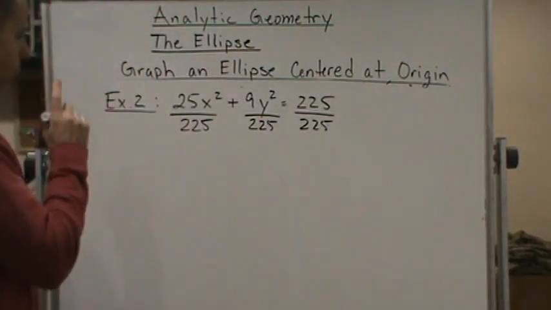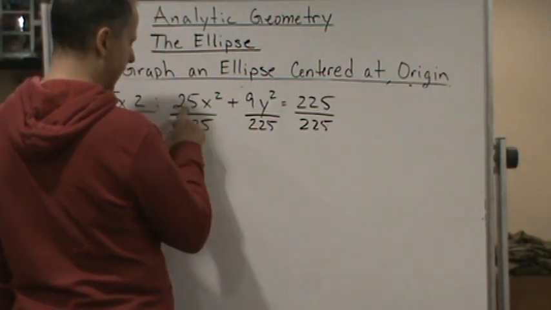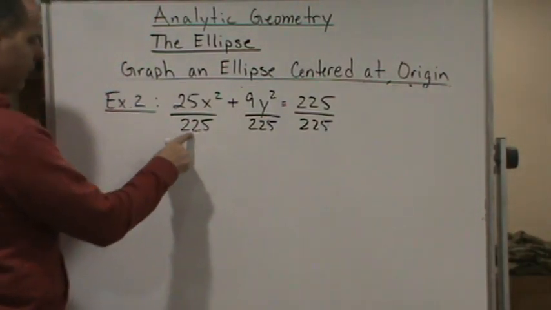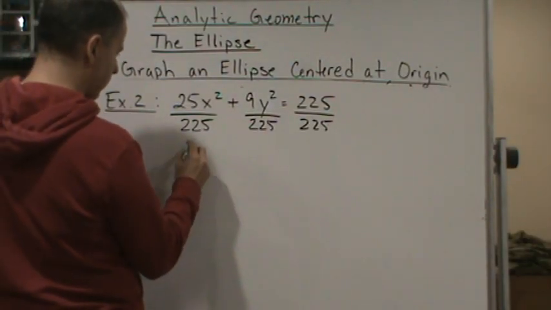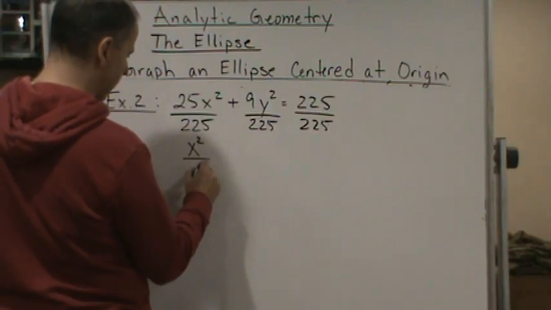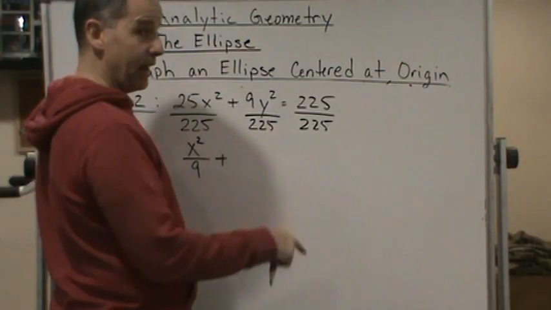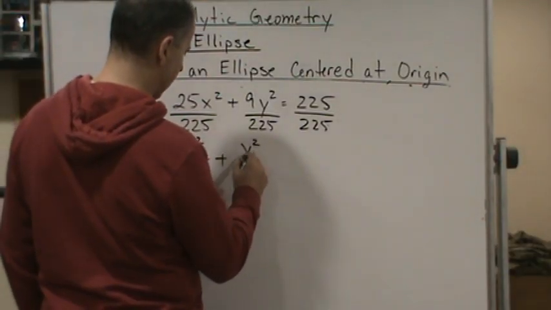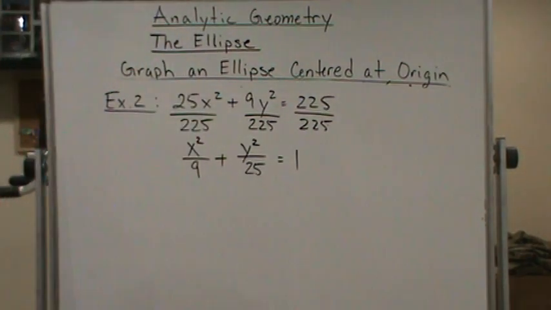Now, the way I would do this is I would try to find factors to eliminate the 9 and the 25, right? So easily we could see that 25 goes into 225. How many times does 25 go into 225? 9 times. So this is going to end up being x squared over 9 plus, now 9 goes into 225, not surprisingly, 25 times. So this is going to become y squared over 25 equals 1. So now we've got it in the standard form, and now we can pick this thing apart.